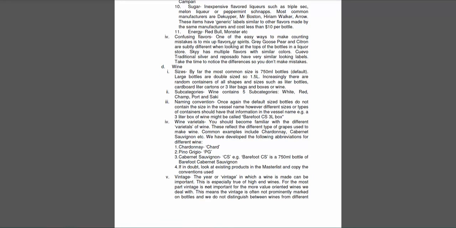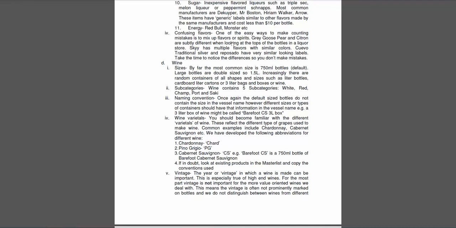Looking at the next category, sugar, these are all the generic unbranded liqueurs, typically by brands like De Kuyper, Mr. Boston, Hiram Walker, and Arrow. These products typically cost about $9, $10 per bottle. The thing you'll notice here is that if they've got, for instance, a raspberry version and a melon-flavored liqueur, the bottles ultimately will look basically the same, and they'll just say raspberry liqueur or melon liqueur, and have different color labels, but they'll basically look the same. So it's important to understand the difference in those.